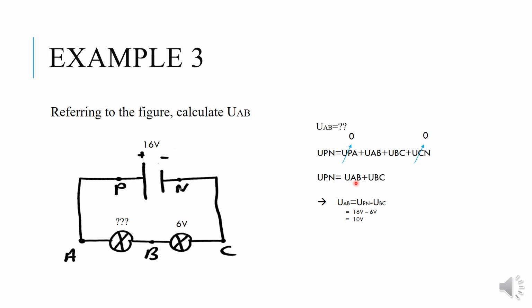UAB I have to calculate, but UPN is given and UBC is given. So UAB is equal to UPN minus UBC. 16 volts minus 6 volts equals 10 volts. If we add 10 plus 6, we will get the voltage across the battery.